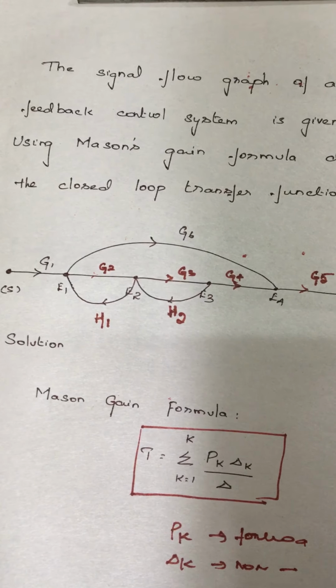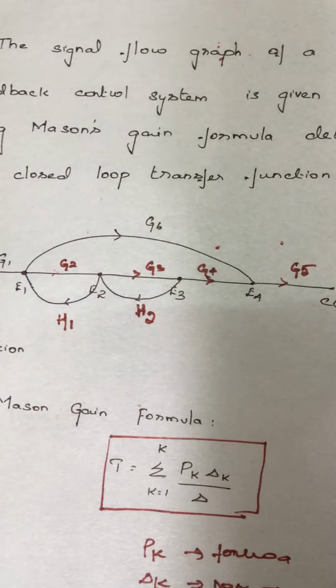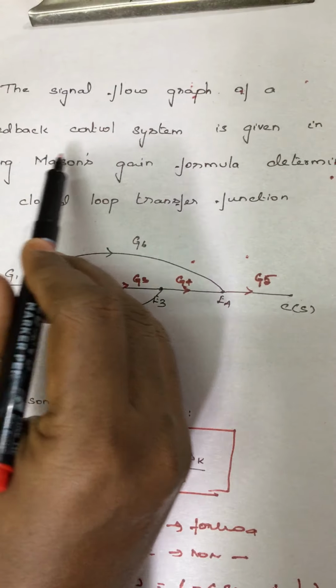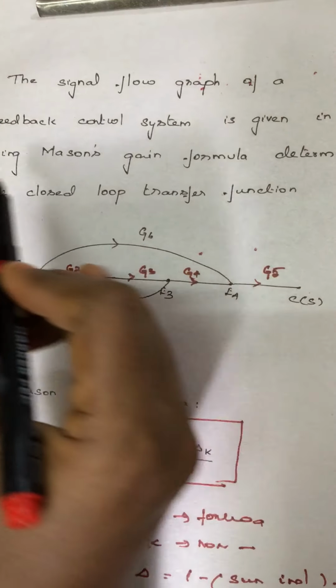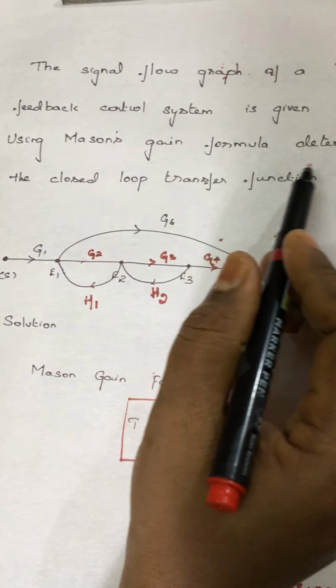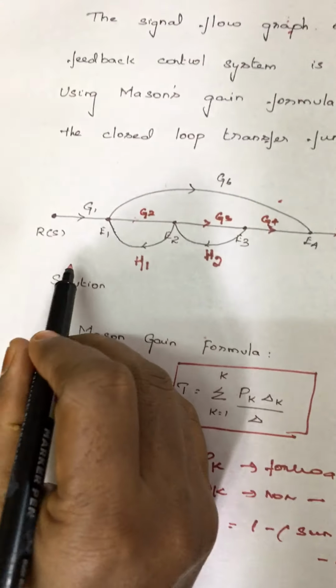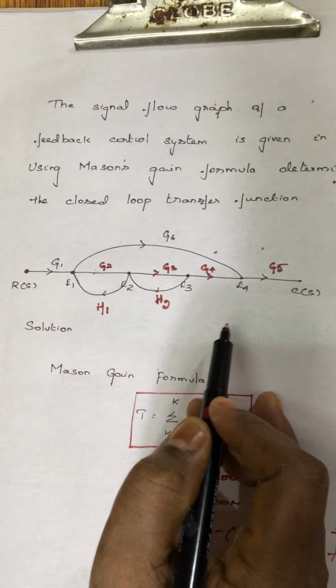Let us see one question in the case of signal flow graph. The question is, the signal flow graph of a feedback control system is given in figure. Using Mason-Gain formula, determine the closed loop transfer function. This is the given signal flow graph diagram.